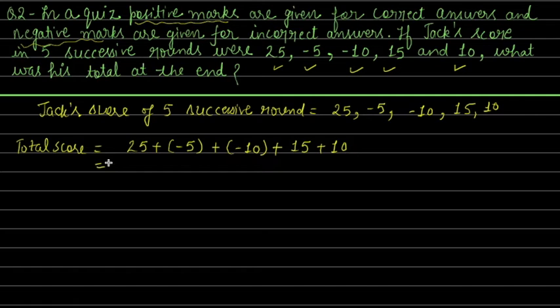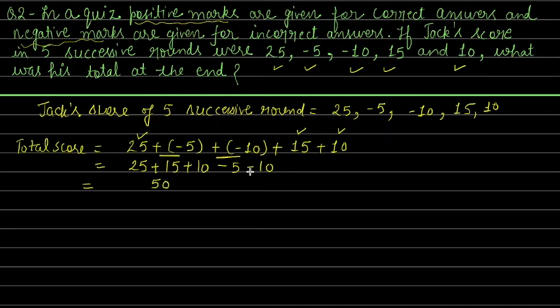So first, the easiest way is to compile all the positive integers together. 25 is a positive integer, and the other positive integers are 15 and 10. So let's put them together. Plus minus becomes minus, so when you open this bracket, plus minus 5 is minus 5. Similarly here, plus minus 10 is minus 10, correct?